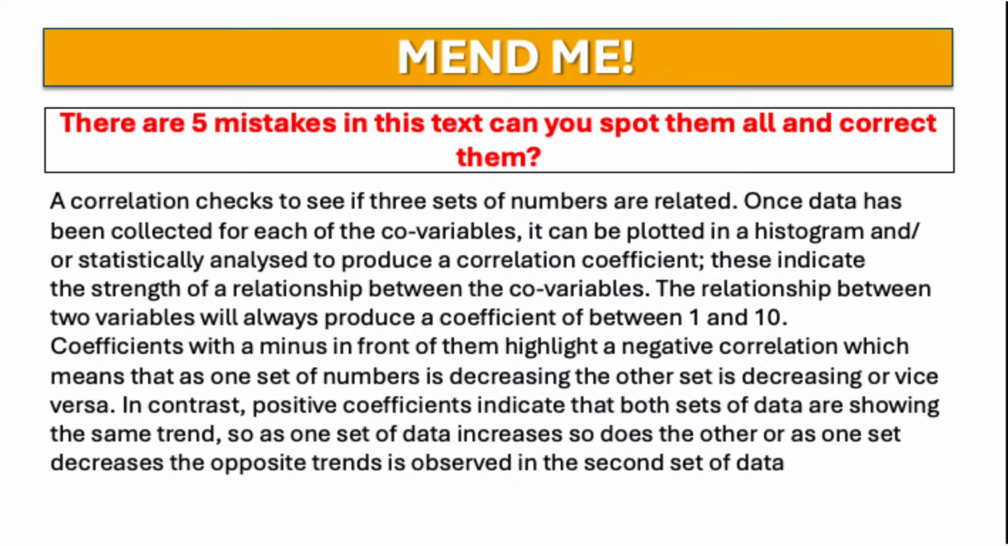Yeah, so I think I understand what you guys are saying. I think you've identified that. So it says here, coefficients with a minus in front of them highlight a negative correlation, which means that as one set of numbers is decreasing, the other should be increasing. So well done. I think some of you have recognised that.